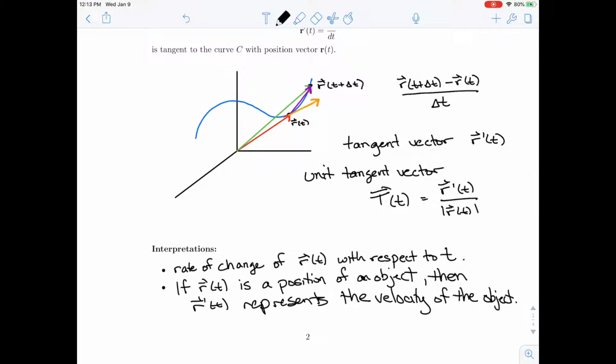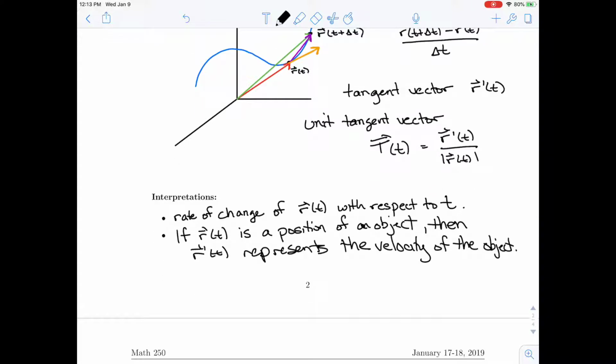Okay, so if we have a position defined by r of t, then the derivative of position is velocity, like we had in one dimension. Furthermore, we can say that the magnitude of the velocity vector is the speed of the object.